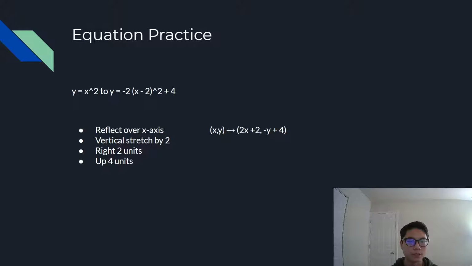Thirdly, we see you have to move the function right 2 units. This is because x minus 2 is inside the parentheses. Whenever it's inside the parentheses, then it is a horizontal transformation. Also, finally, it is up by 4 units. This is because there is a plus 4 outside the parentheses.